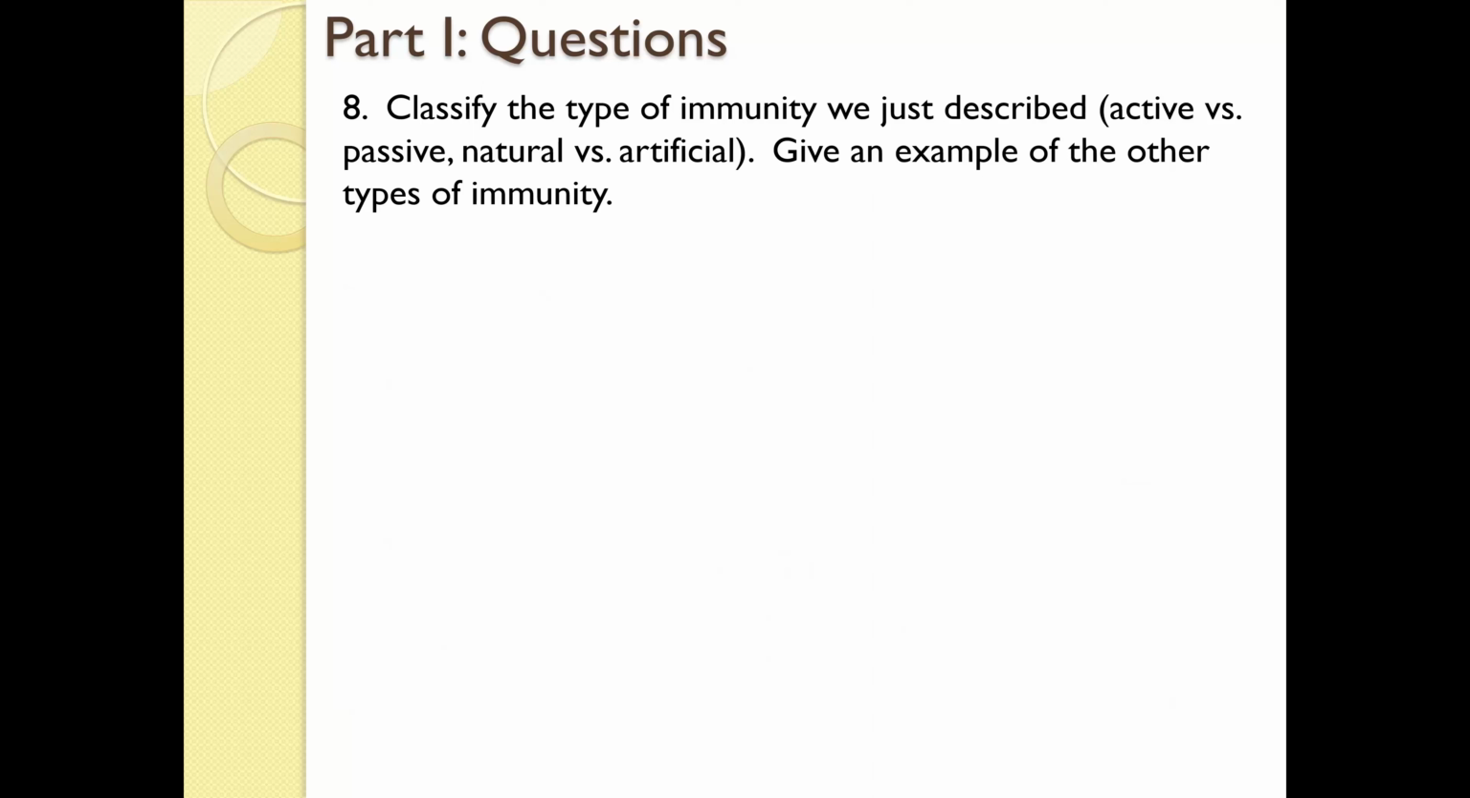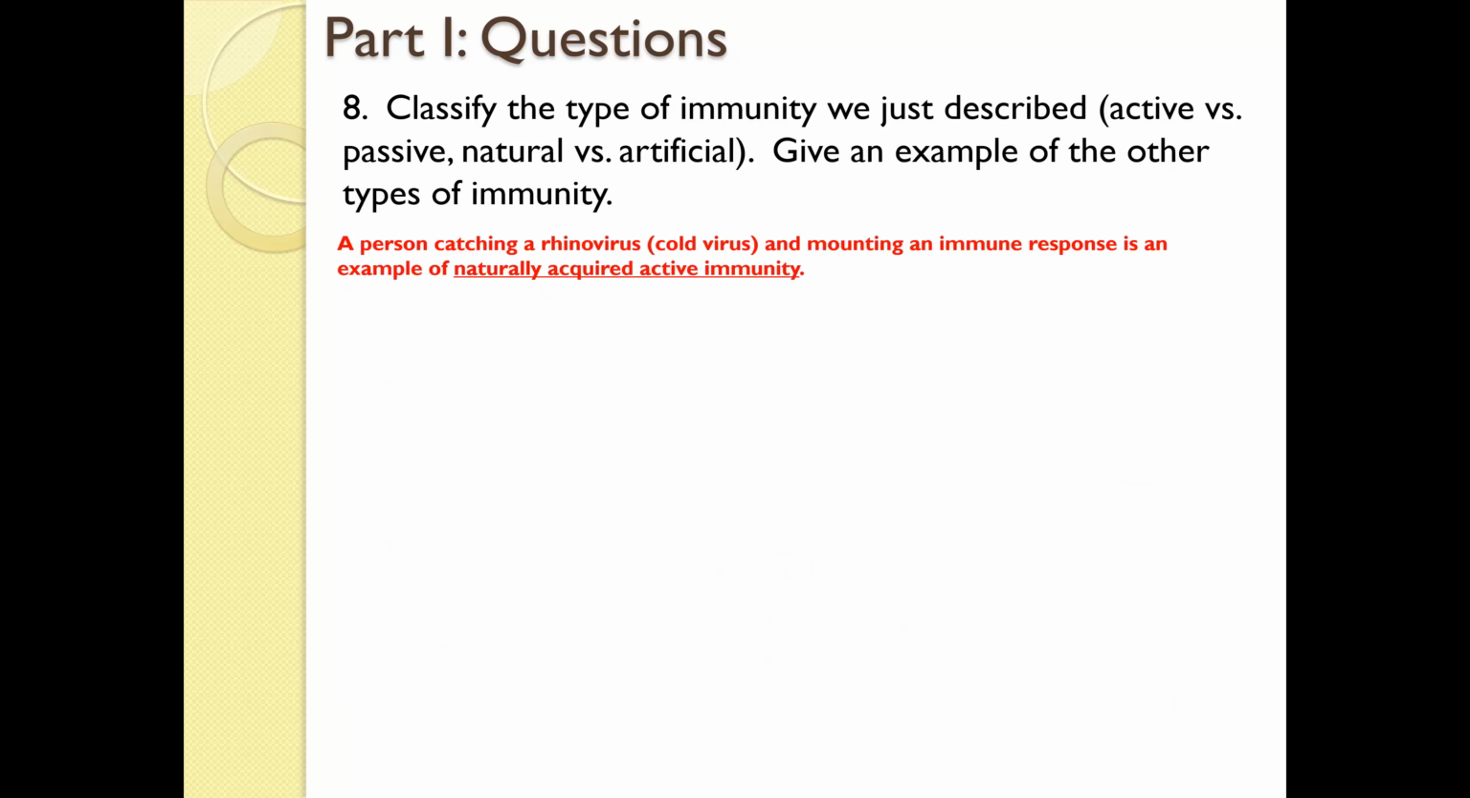Number 8, classify the type of immunity we just described: active versus passive, natural versus artificial. Give an example of the other types of immunity. So a person catching a rhinovirus or a cold virus and mounting an immune response is an example of naturally acquired active immunity. It's active because an exposure to antigens is causing the body to make its own antibodies.